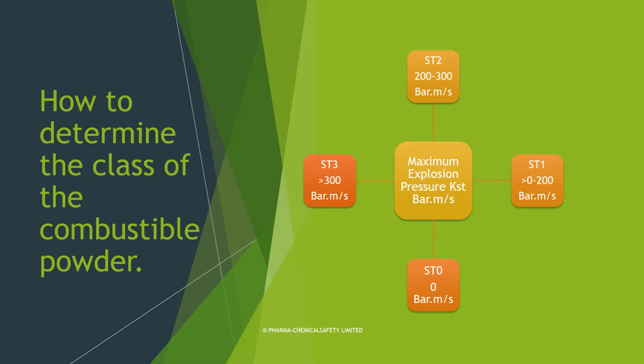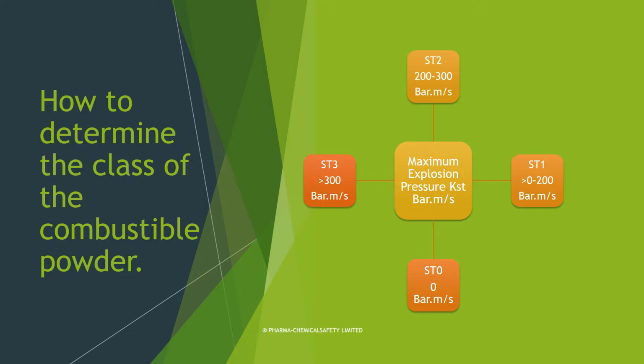The classification goes from ST0, that is 0 bar-meters per second, and one of the materials you can find under this classification is silica. You have ST1, that is any value above 0 up to 200 KST, and examples of this one can be in the food industry, sugar or powdered milk. ST2 is between 200 and 300 KST, and examples on that one are cellulose or wood flour dust.